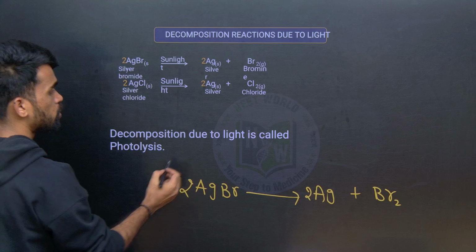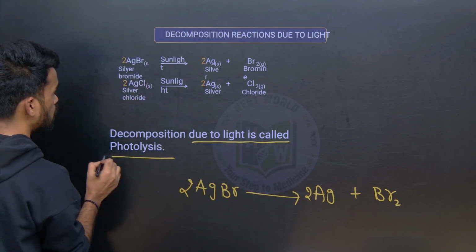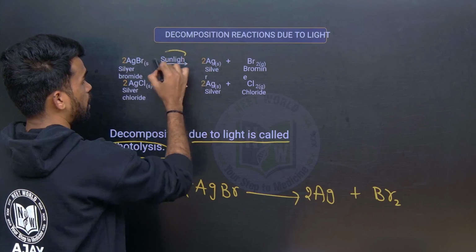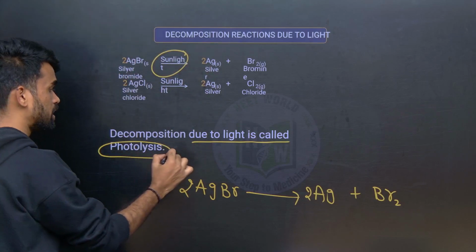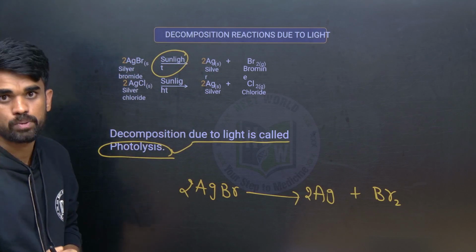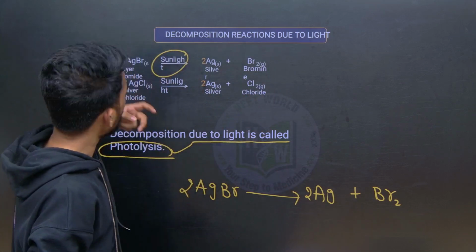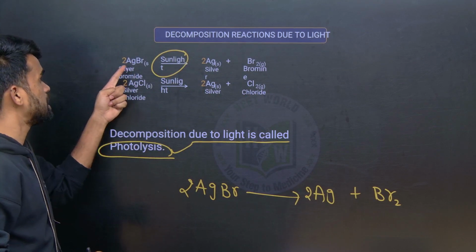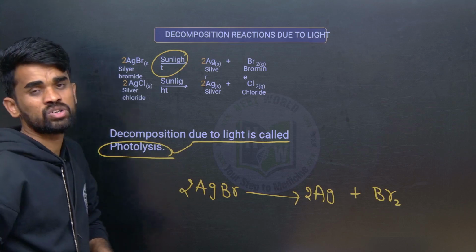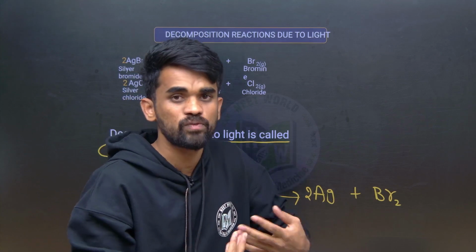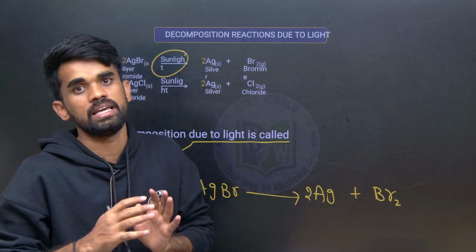Decomposition due to light is called photolysis. If the decomposition process is in the presence of light, we can say that is a photolysis process. I hope it is also clear. Then next, out of these two, AgCl is decomposing, AgBr also gets decomposed. Which is faster here? AgBr decomposition is faster than AgCl. I hope it is clear.